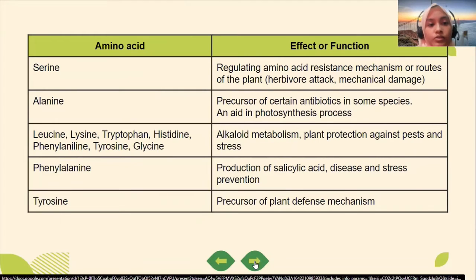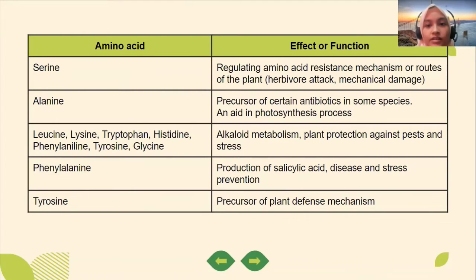So now we continue with serine. Serine functions to regulate the amino acid resistance mechanism and defense in the plant. For example, it produces the defense against herbivore attack and mechanical damage. Phenylalanine is used as a precursor of certain antibiotics in some species, as well as an aid in the photosynthesis processes.